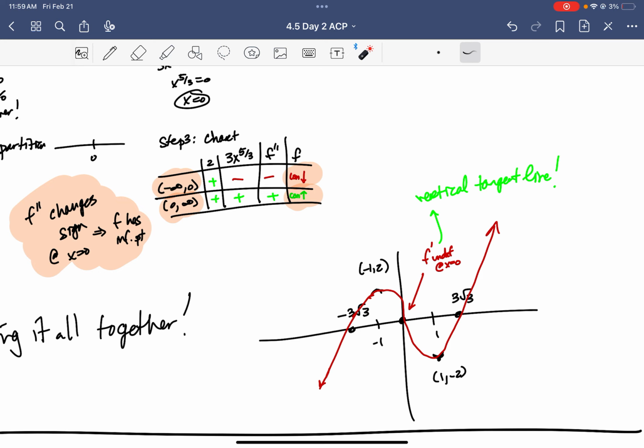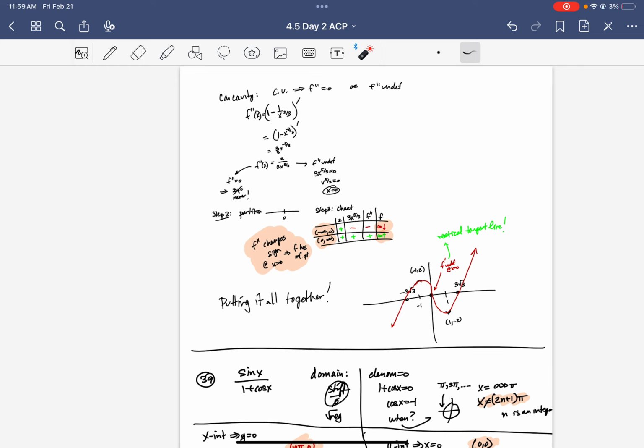Let me look at my definition just to double check. Definition of inflection point. I was looking at the very strict definition. Give me a book. No. Inflection point. I wonder if we have to have the first derivative. So I'll double check in our book, but I'm going to say that is an inflection point. So great work.